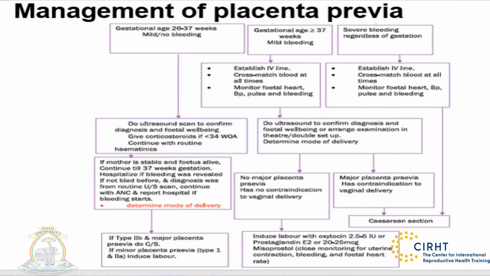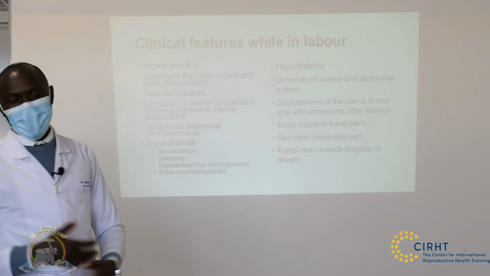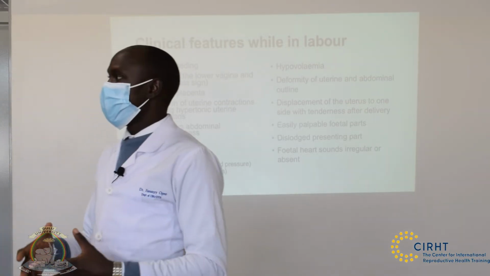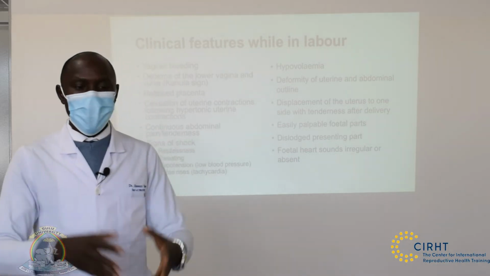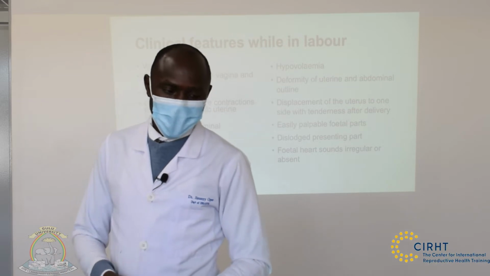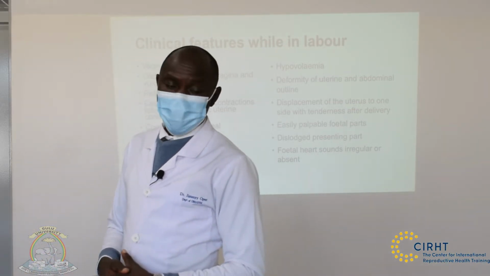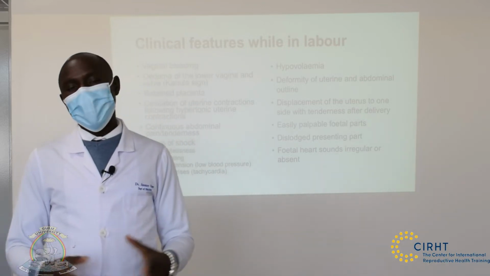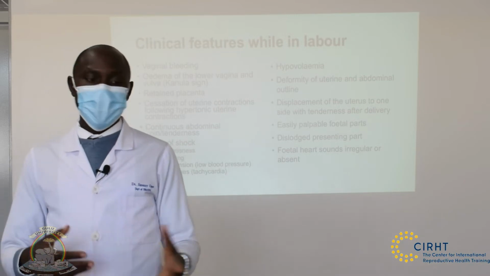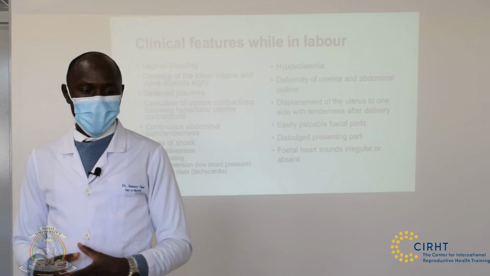Other risk factors are as I've actually indicated. Now, clinical features can be seen in two ways: when this mother is in labor or when this mother is not in labor. While in labor, there could be vaginal bleeding, there could be edema of the lower vagina and also vulva, what we call the cannula sign. There can be some retained placenta as well. And sometimes the uterine contractions normally stop or cease following the hypertonic uterine contractions that occur initially, and then they can stop when the rupture has occurred.